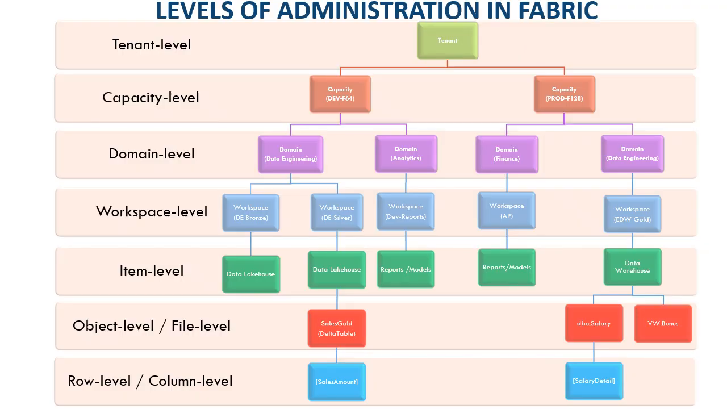When it comes to managing Microsoft Fabric, it's essential to understand the different levels of administration that keep the platform secure, efficient, and collaborative. Let's walk through the hierarchy together, highlighting how each layer plays a distinct role, right down to the finest details. At the very top, we have the tenant level administration. This is the governance layer that spans the entire organization.